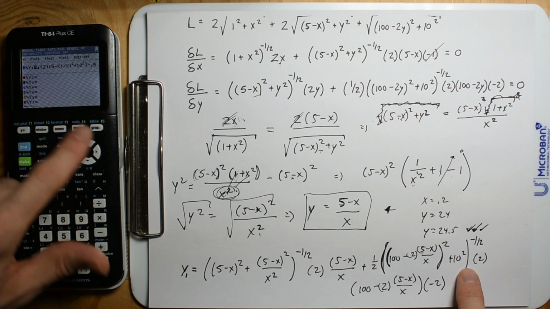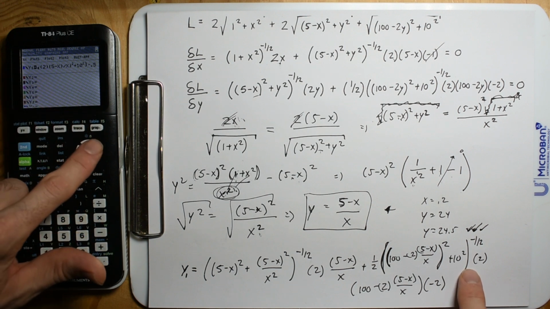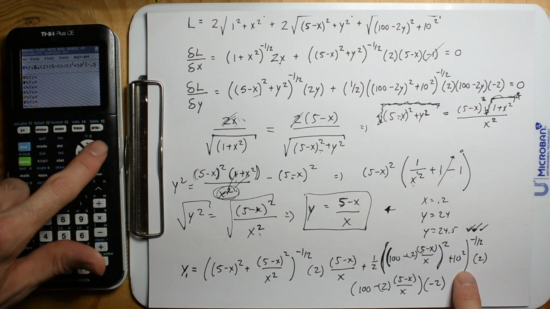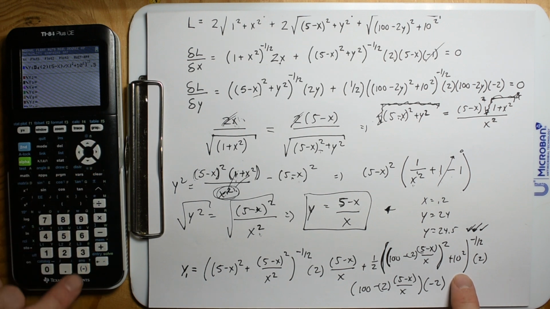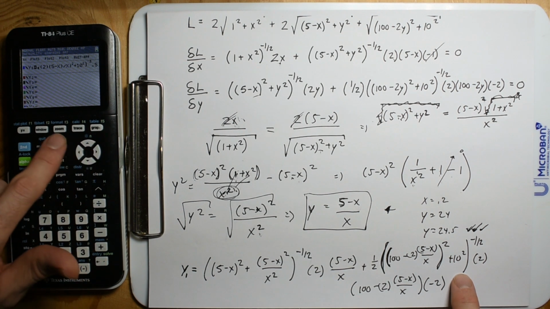I just don't like how I can't see. That's the only thing about this calculator, and it's hard to scroll back and forth. Oh, and I didn't do my negative to the negative 0.5. There we go.